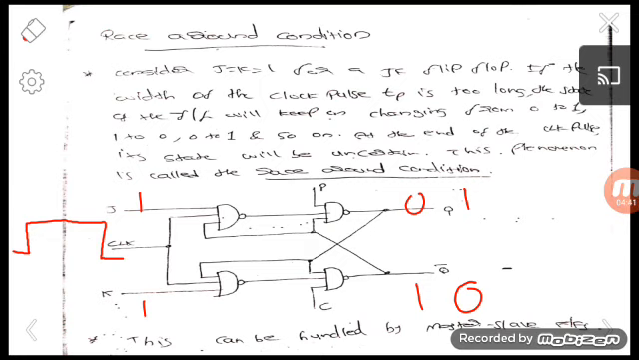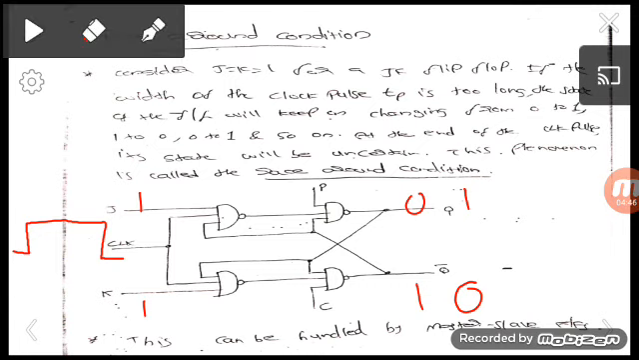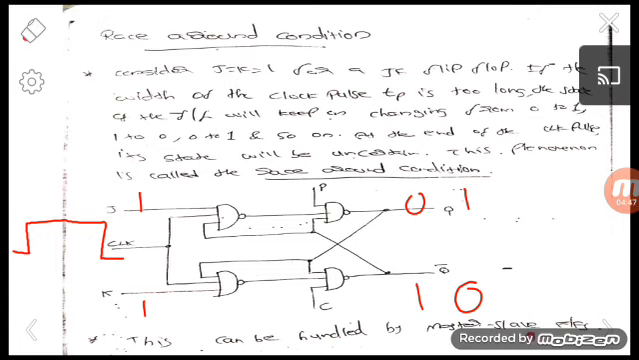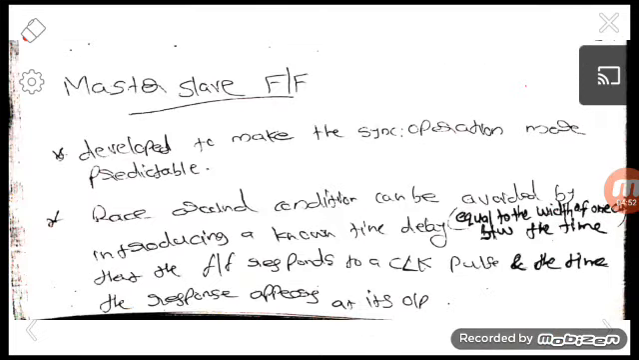This condition can be overcome by a master slave flip flop. A master slave flip flop is developed to make the synchronous operation more predictable. That is, the race around condition can be avoided by introducing a time delay. This time delay will be equal to the width of one clock pulse.